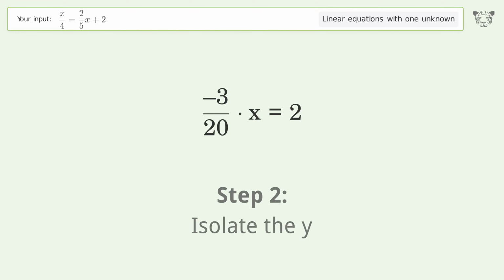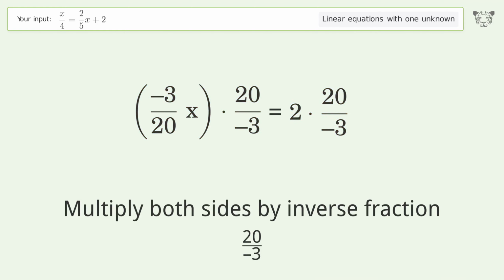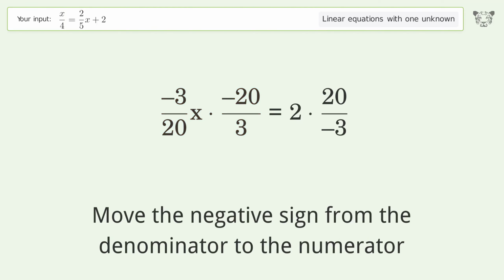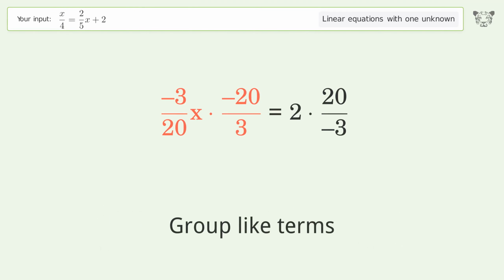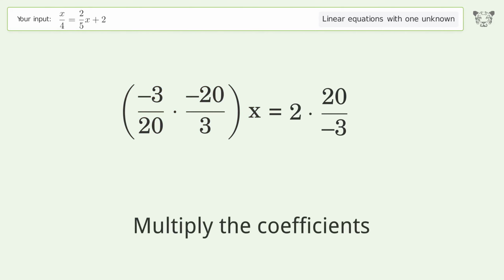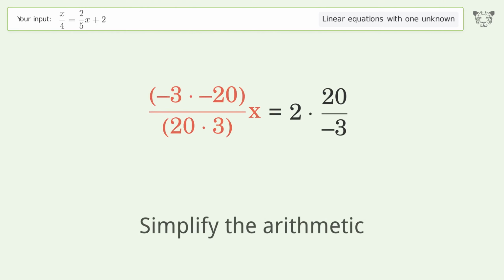Isolate the y. Multiply both sides by inverse fraction 20/3. Move the negative sign from the denominator to the numerator. Group like terms. Multiply the coefficients. Simplify the arithmetic.